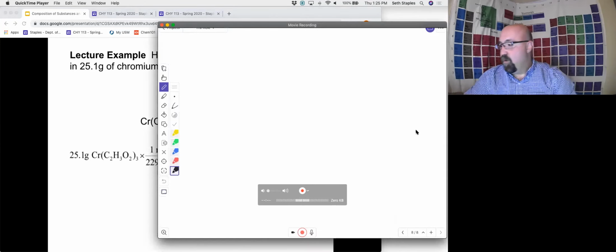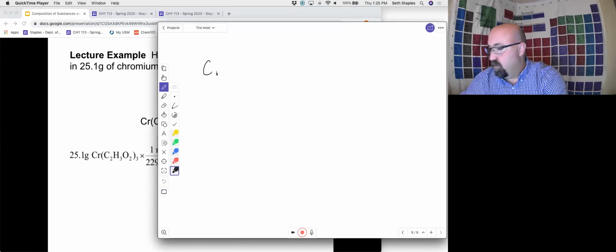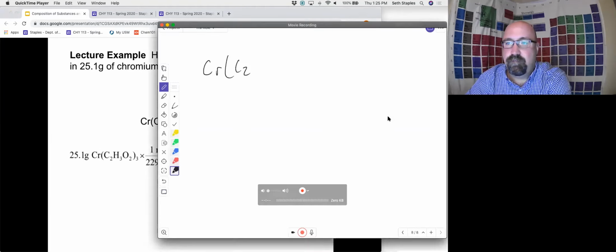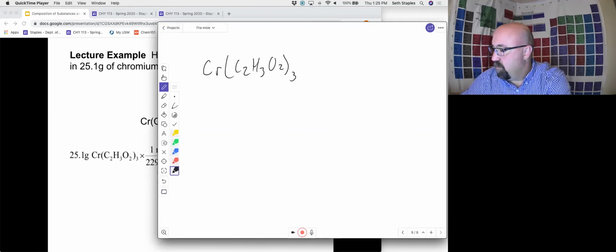So again, our formula here is Cr, C2, H3O2, and we have 3 of those. So as you're calculating your atomic mass, you're going to have 1 Cr atom, and then looking up the atomic weights, whatever those are, just again, look on the periodic table for those.